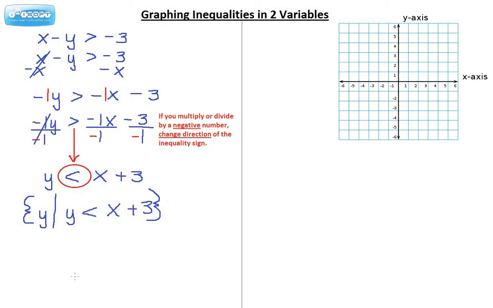Now we're ready to graph our inequality, and I'm going to use the slope and y-intercept. Our slope is m, the number in front of x, and b is the y in the y-intercept. We know that the line will cross the y-axis at 3. You can think of it as b is where you begin.